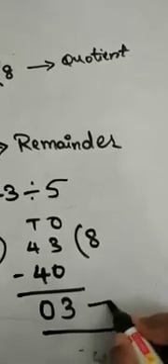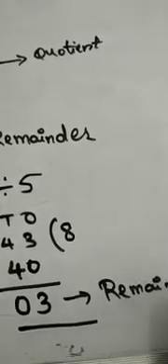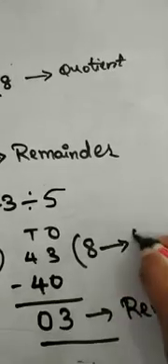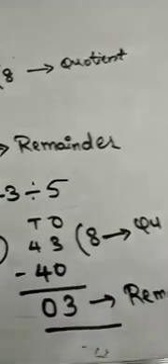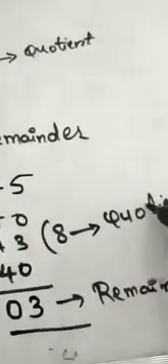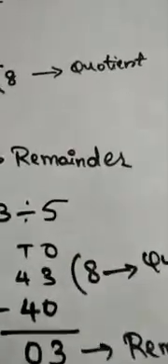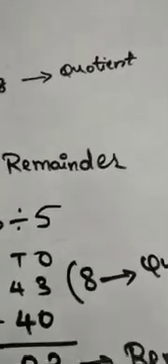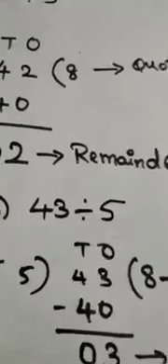So 3 is called remainder. And this 8 is quotient, because 5 8s are 40. Okay, 8 is quotient and remainder is 3. Okay, this is the third bit, first and second problem.